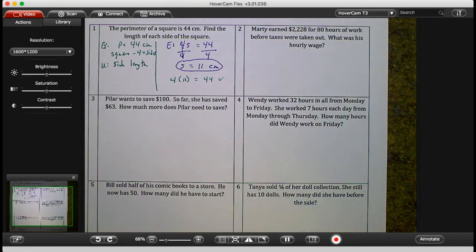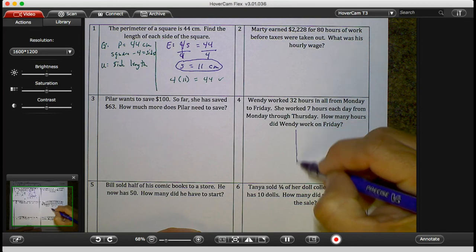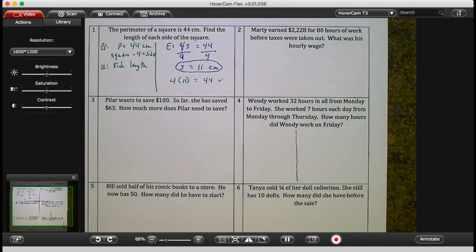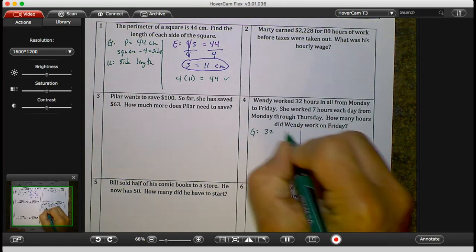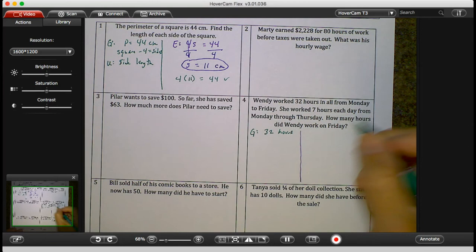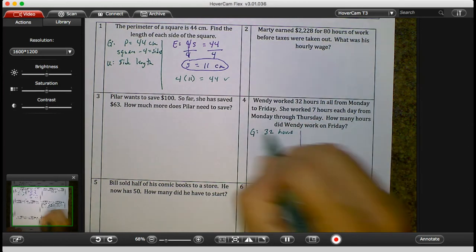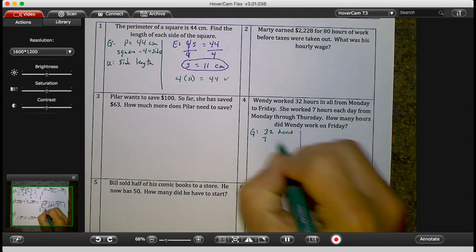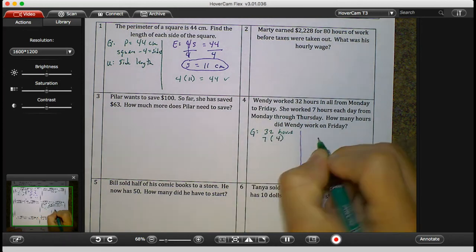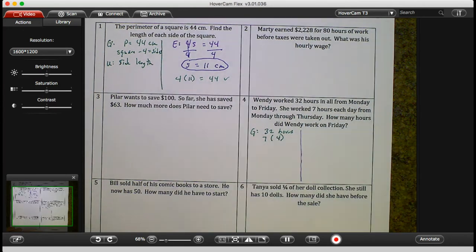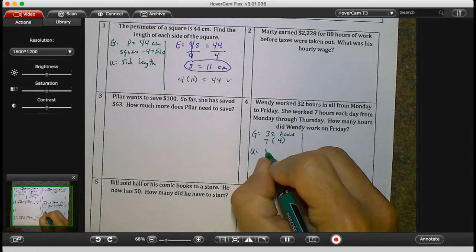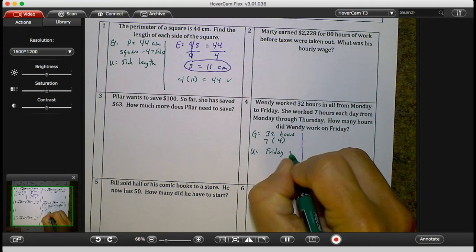So in this one, again, I'm going to draw my line down the center. It says Wendy worked 32 hours in all from Monday to Friday. So our given, she worked 32 hours Monday through Friday. She worked 7 hours each day from Monday to Thursday. So she worked 7 hours Monday through Thursday, which is 4 days. How many hours did she work? So there's my unknown. My unknown, how many hours did she work on Friday? I'm just going to write Friday hours.